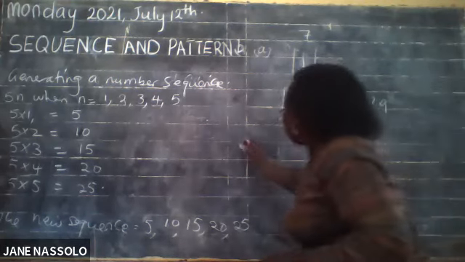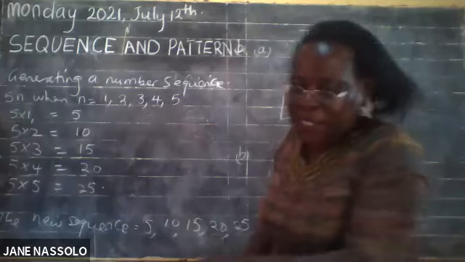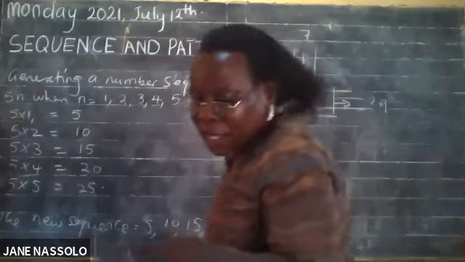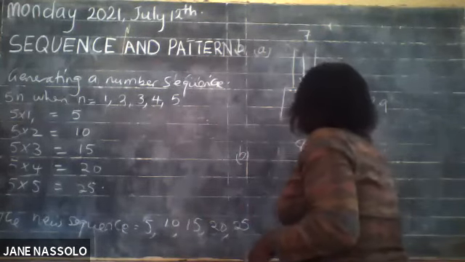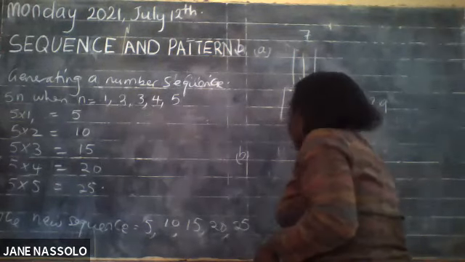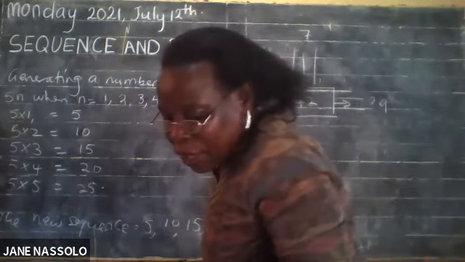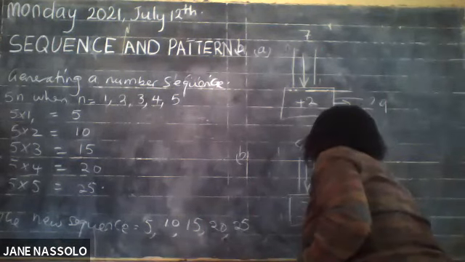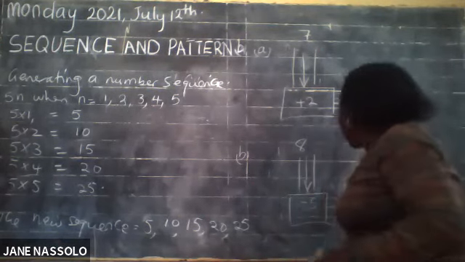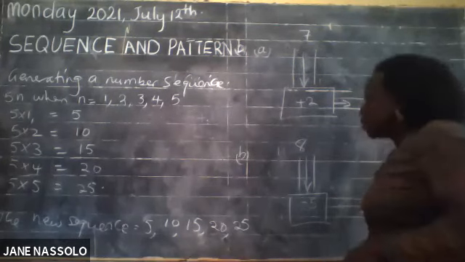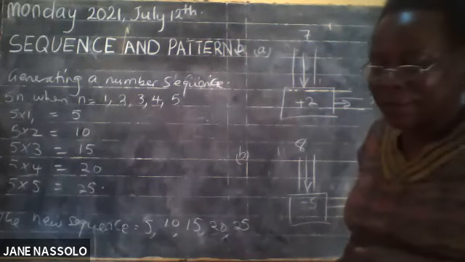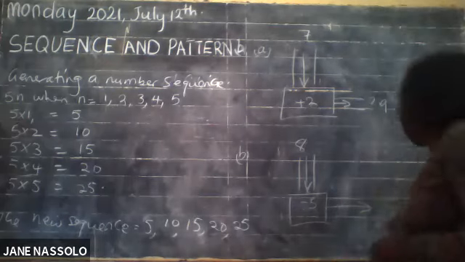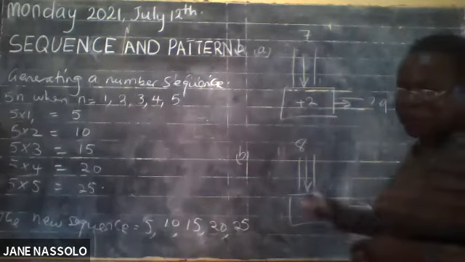Part B is still a number machine. The input is 8. It comes into the machine. And what happens in the machine? We subtract a 5. Then we want to establish the output. What would be the output? It is a 3. Thank you.